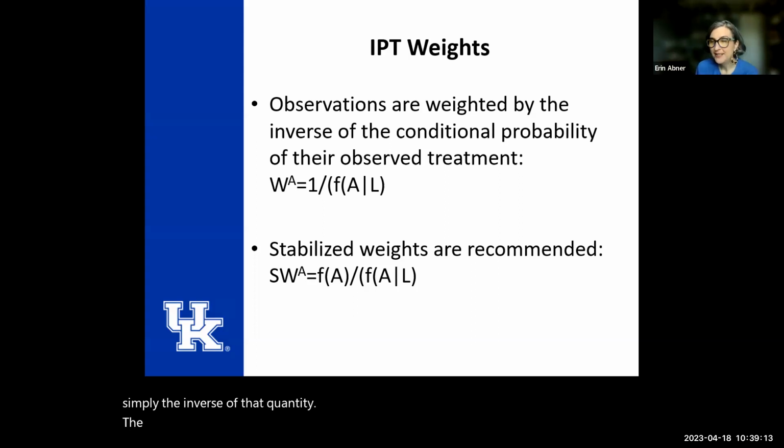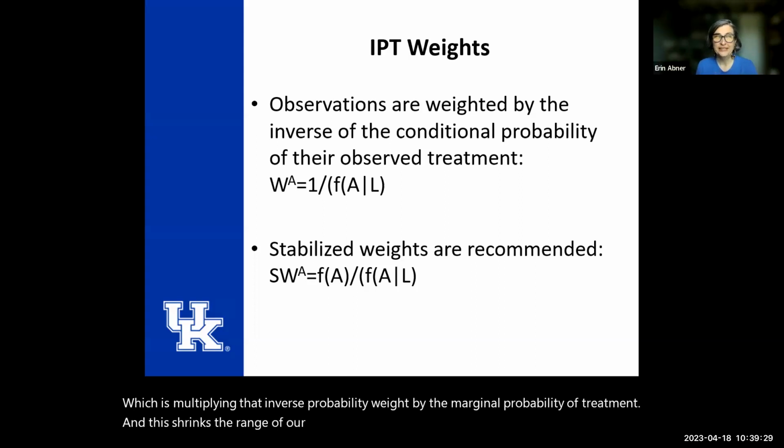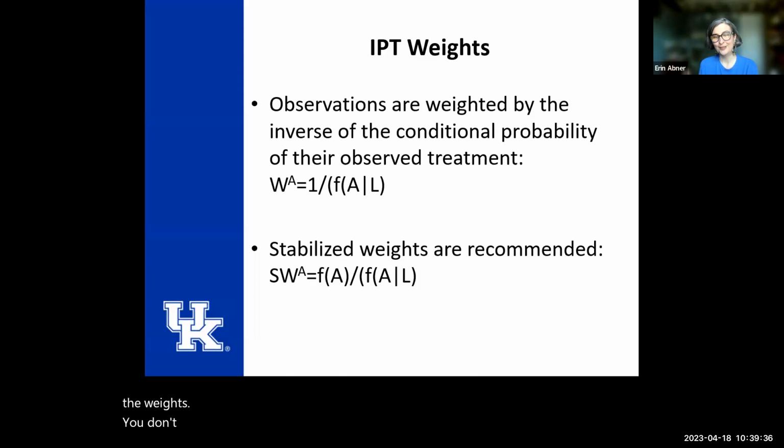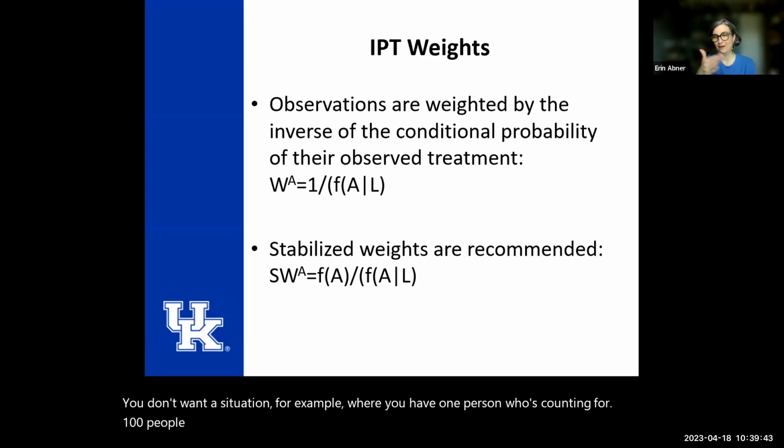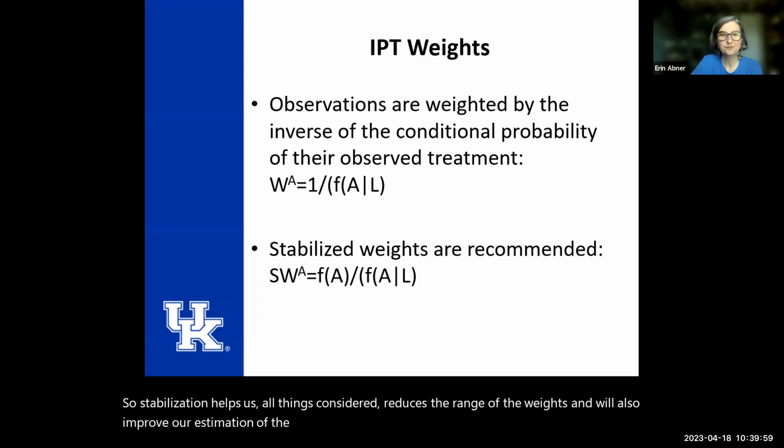The usual practice here is to perform weight stabilization, which is multiplying that inverse probability weight by the marginal probability of treatment. And this shrinks the range of our weights, and it really reduces the influence of extreme values of the weights. You don't want a situation, for example, where you have one person who's counting for 100 people, when everybody else in the data set has a weight closer to 1 or 2, something like that. So stabilization helps us, all things considered, reduce the range of the weights, and will also improve our estimation of the variance a little bit.